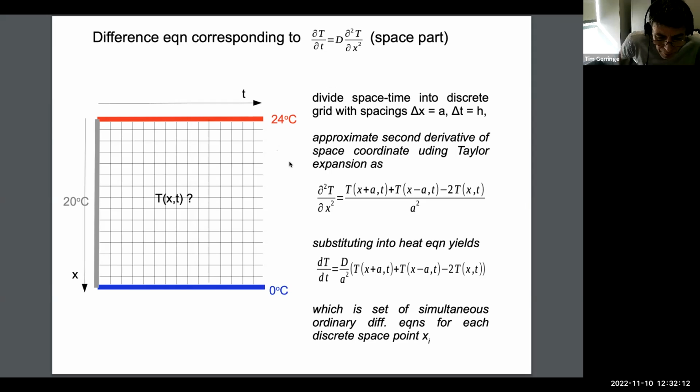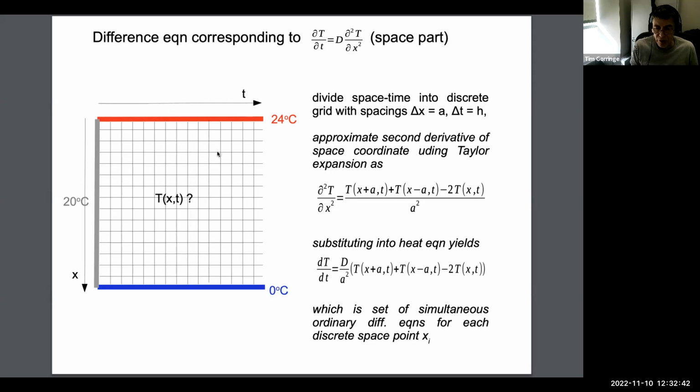So we're dividing the glass up into a series of space points, and we're just dividing time up into a series of time points. I've called A the lattice spacing in space, and I've called H the lattice spacing in time. So A is a distance interval between two points in space, and H is a time interval between two points in time.